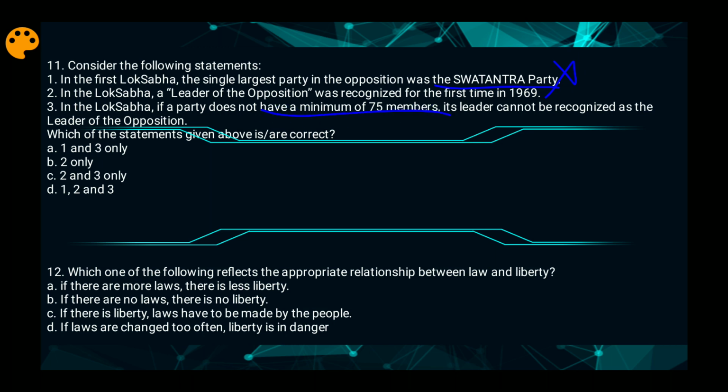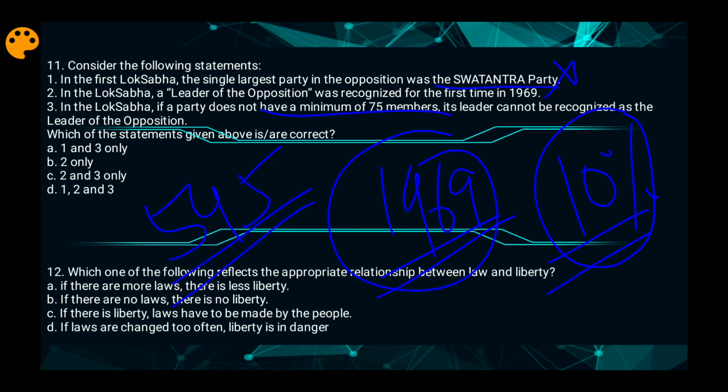The strength is 75. But we know that in 1969, for the Leader of Opposition, the strength was fixed at 10% of the total strength of the house. So 10% of the house strength should be there. In Lok Sabha, the total number of seats is 545, and 10% of it gives me the value 55. So the required strength should be 55, not 75. So option C is wrong. If I eliminate this statement 3, I'm left with only statement number 2, which is the right answer for this question.